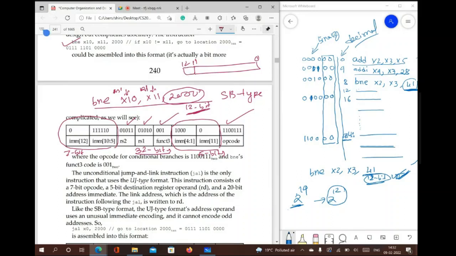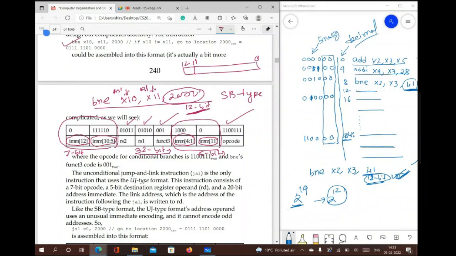Okay, so now we can see how they're representing the 12 bits here. They are saying that bit numbers 1 to 4 will be stored here, and then bit numbers 5 to 10 will be stored here, and then bit number 11 will be stored here, and bit number 12 will be stored here. Now the question is why they are following this type of complex pattern.